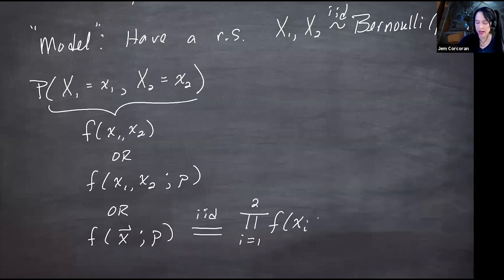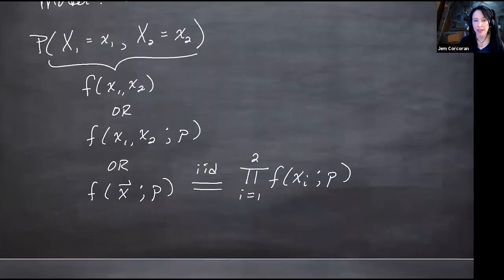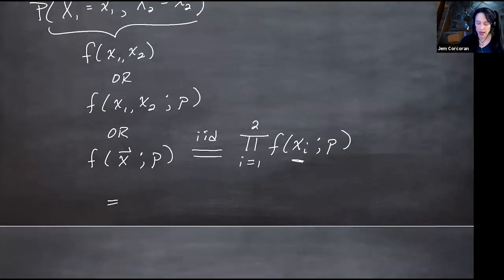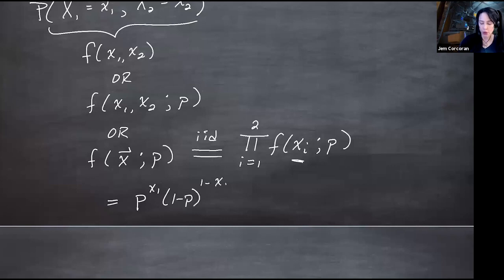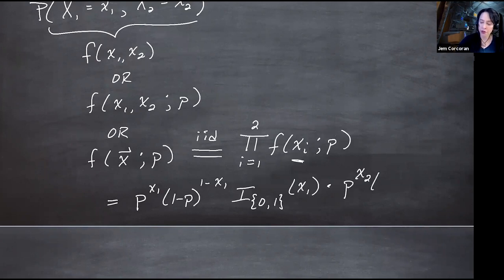So f(x1, x2; p). It's not one PDF squared, because one of them has an x1 plugged in and the other has an x2 plugged in. So I get p to the x1, (1 minus p) to the 1 minus x1. And then if you want to use indicators, I can take on the two values, 0 or 1 with x1, and then I'm going to multiply by the same thing, but with x2.